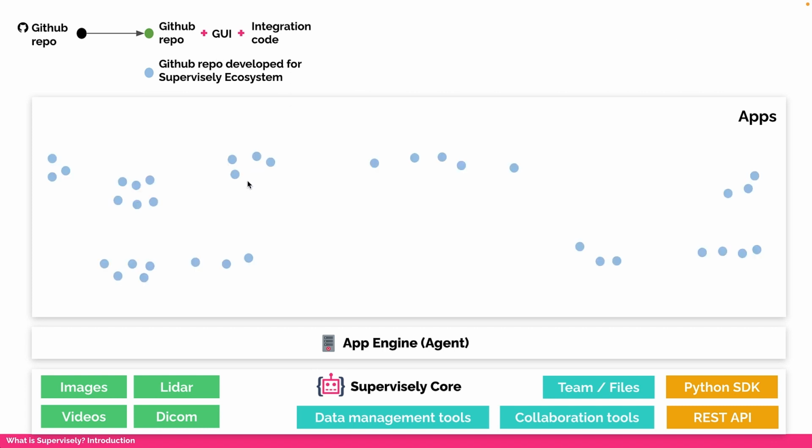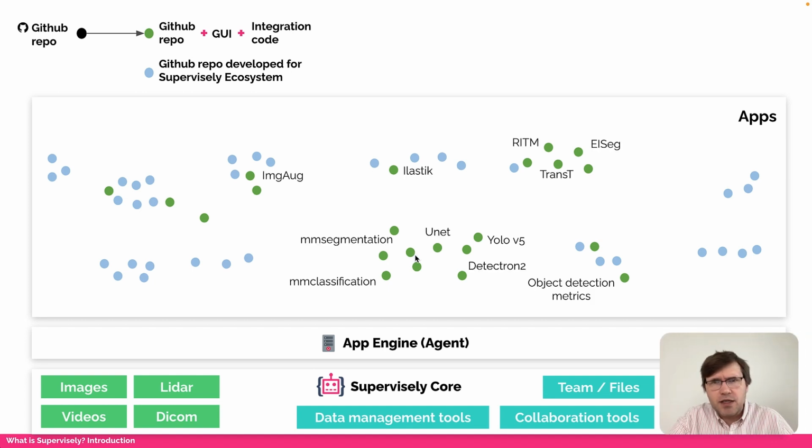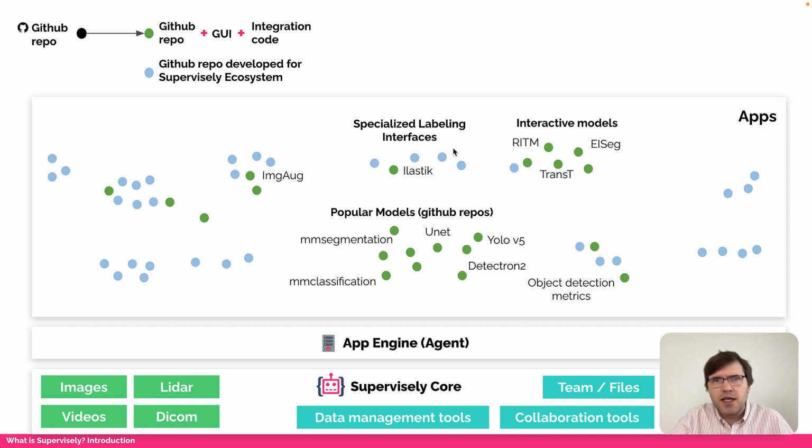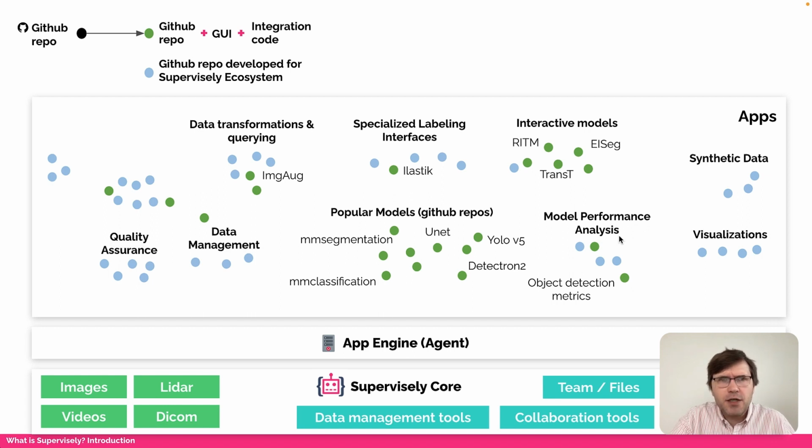Let's put here this blue dot that represents the apps or repositories specifically developed for Supervisely ecosystem, and these green dots that usually represent some state-of-the-art deep learning models that we can train and apply. And then we can start clustering these apps. For example, some apps might represent specialized labeling interfaces. Some apps might represent popular GitHub repositories, popular models, standard models, or say interactive models. Performance analysis is another cluster here, and we can keep doing this clustering.